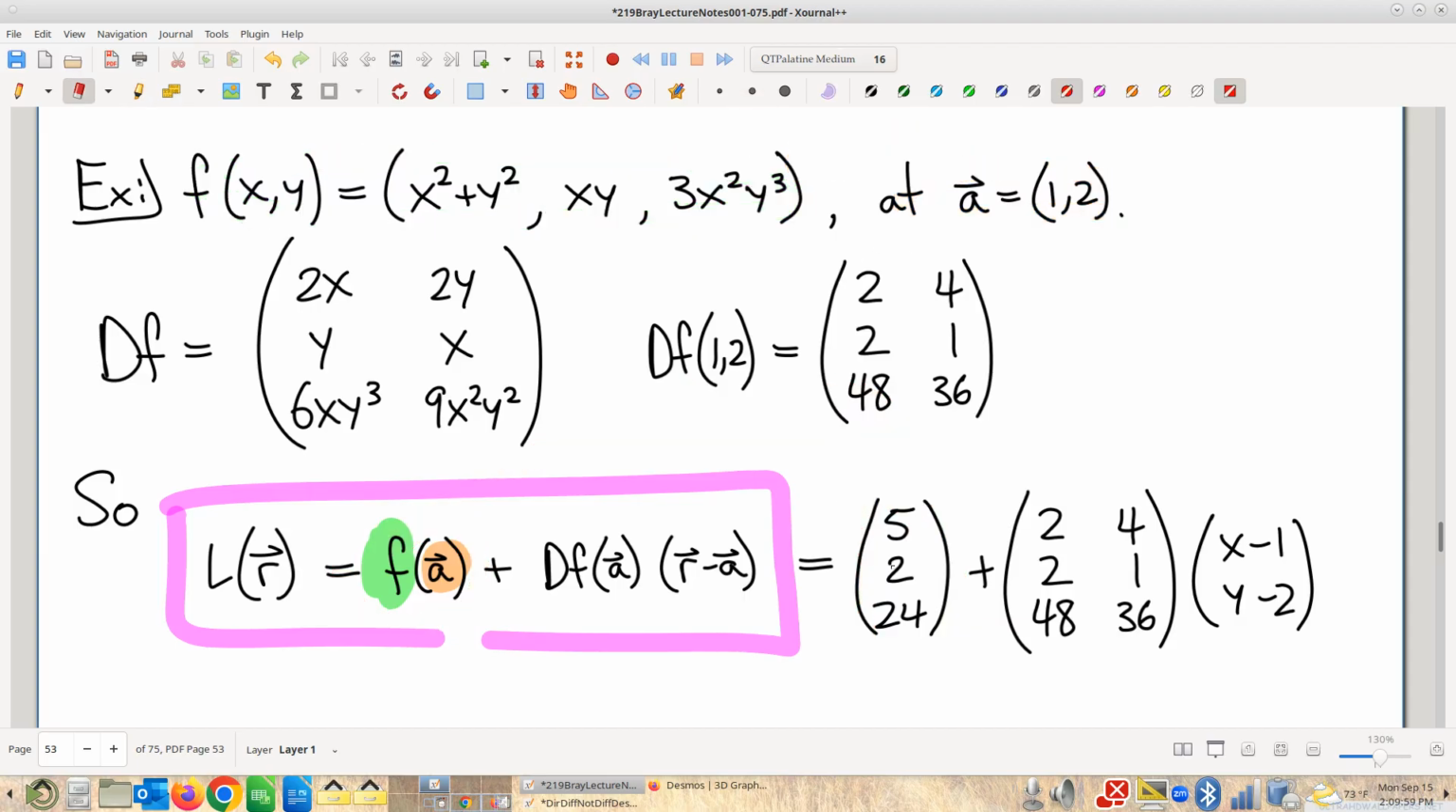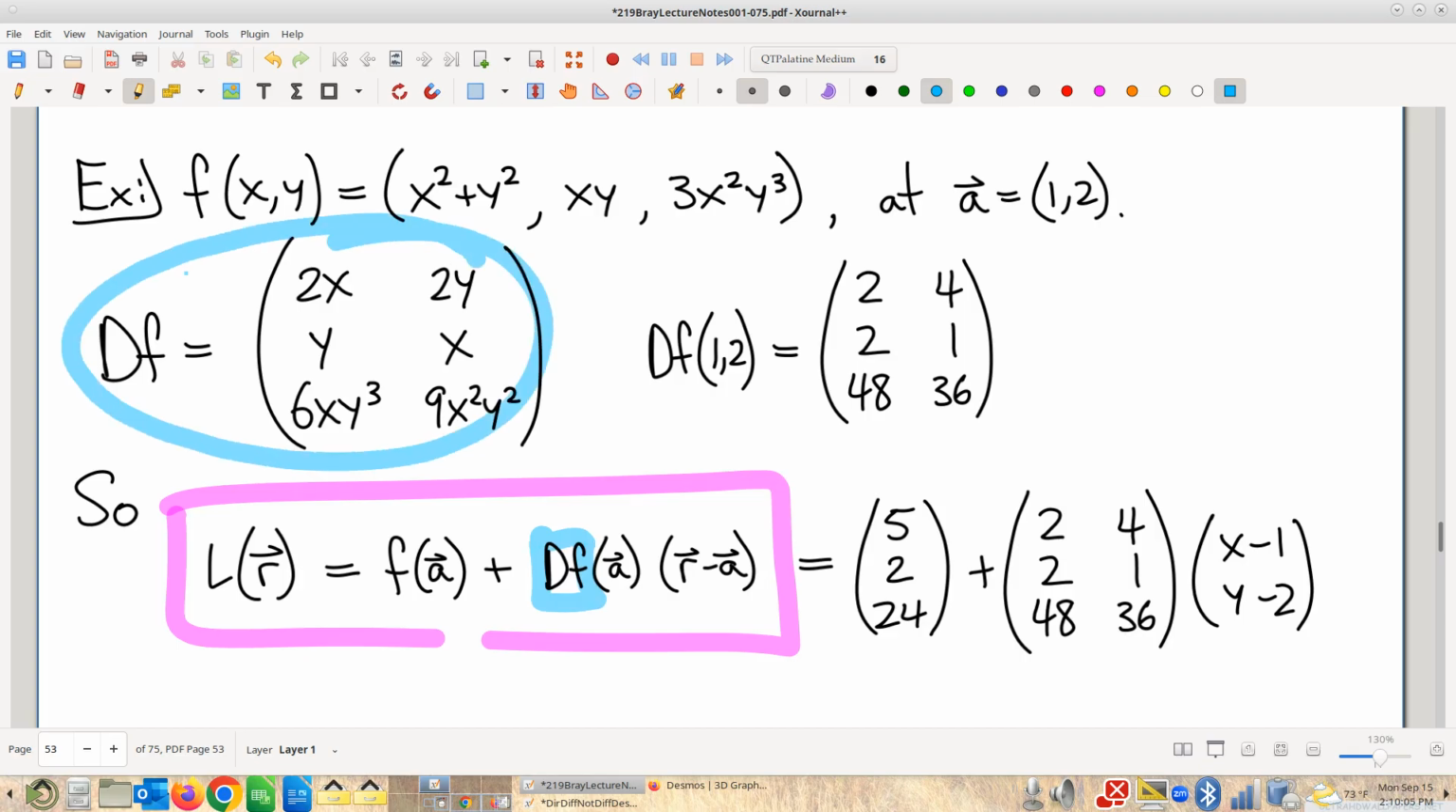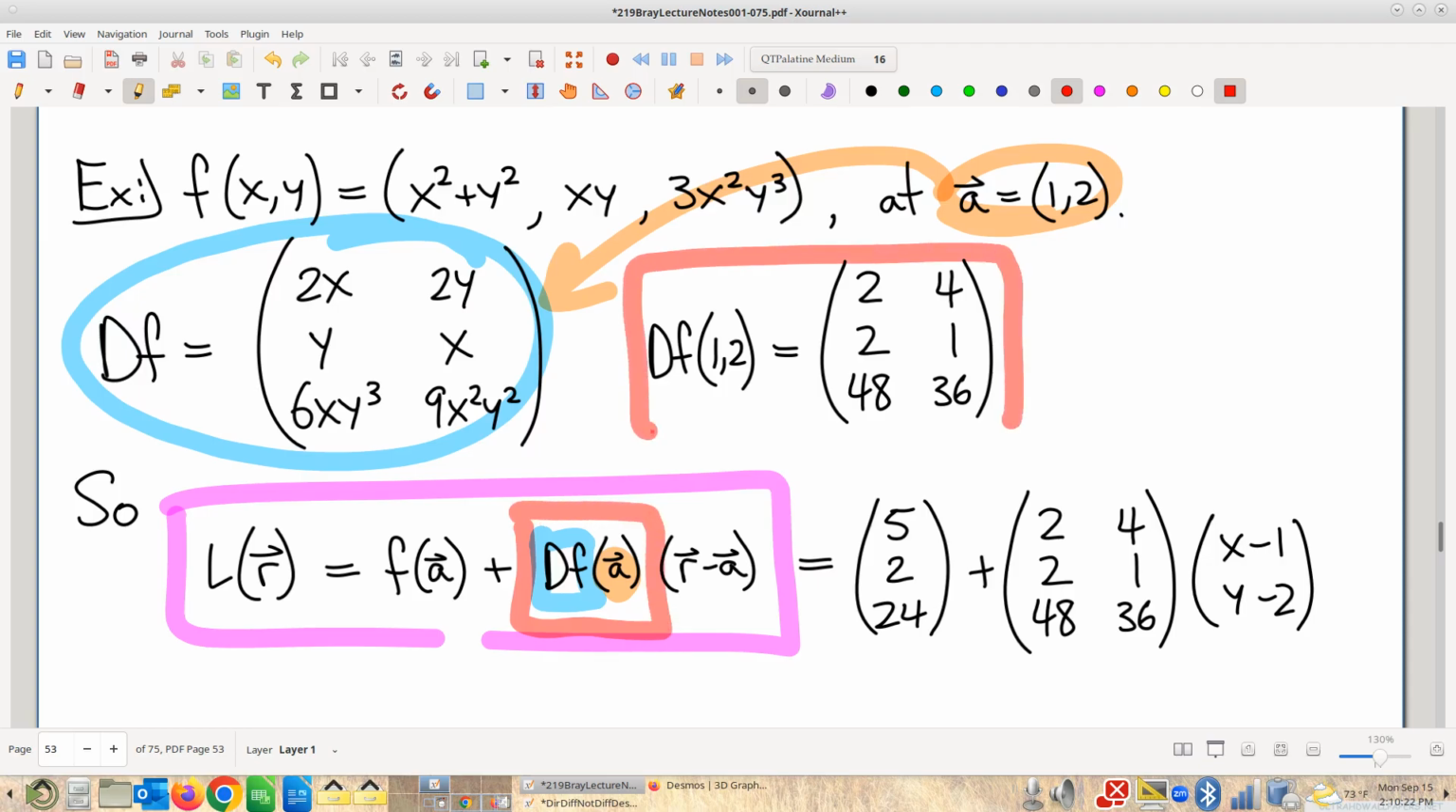Okay. And then again, you got to compute the df matrix. That's all the partial derivatives. Again, you have to evaluate that at the point A, so you plug those values into that derivative matrix, and therefore the actual matrix is this right there.